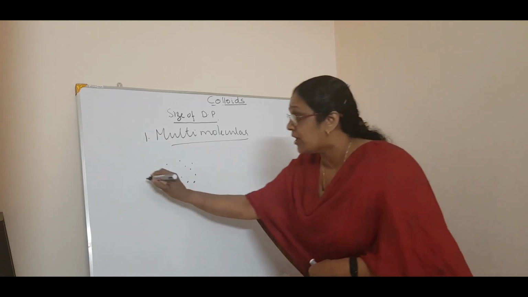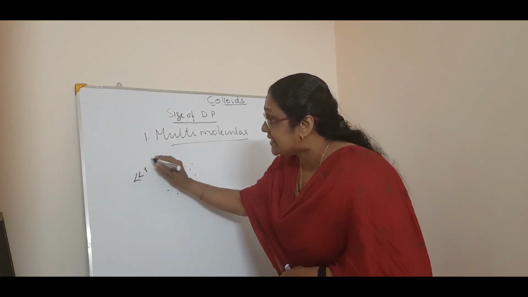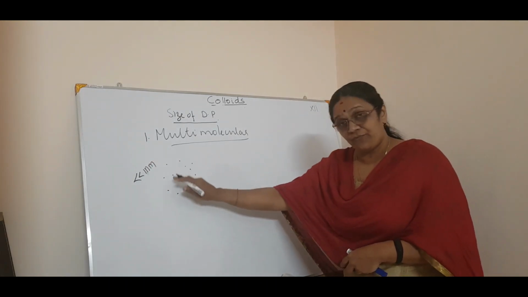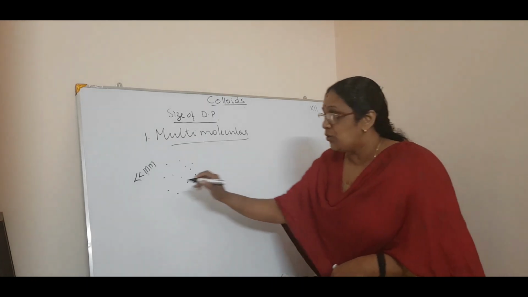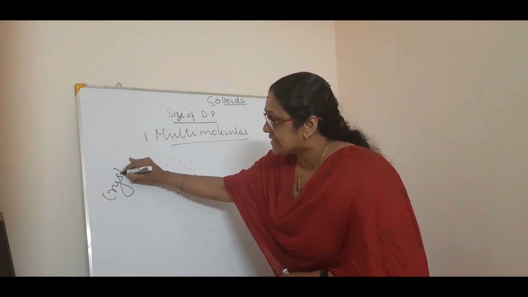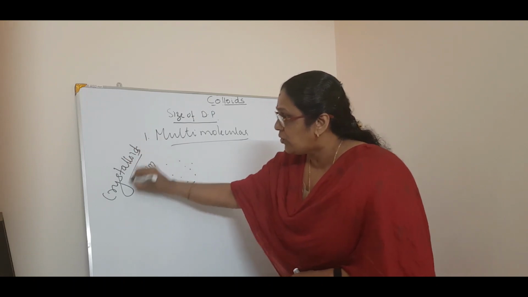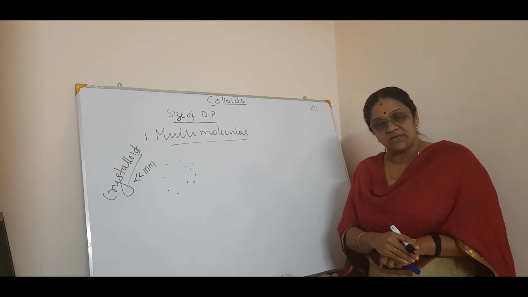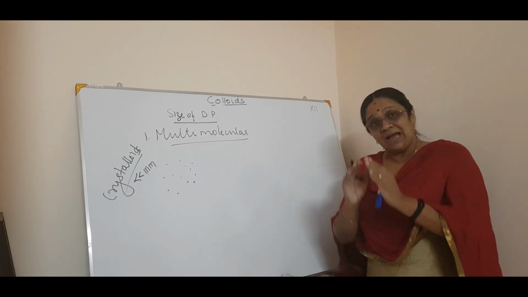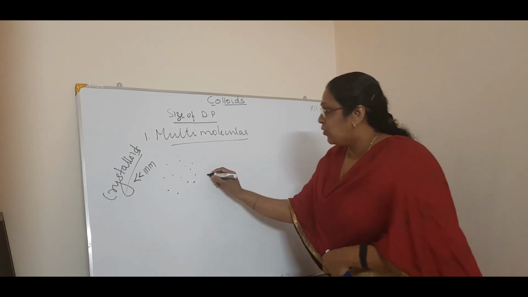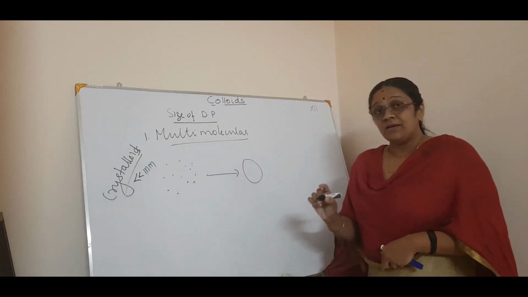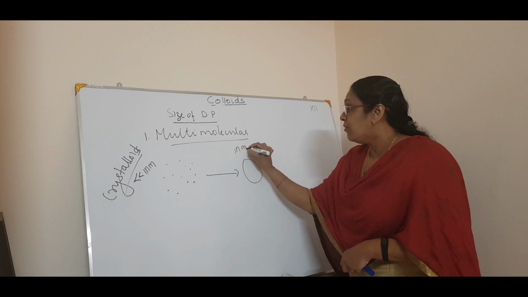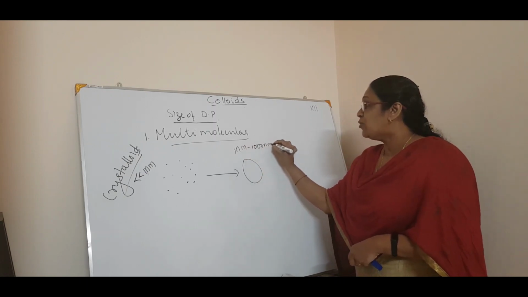True solutions have size very less than 1 nanometer, isn't it? That type of molecules, you call them crystalloids. Okay, true solutions. So you take small molecules of crystalloids where the size is very less than 1 nanometer. Then what you have to do? You have to aggregate them. Then you will have a colloid, and remember the size must be in the range between 1 nanometer and 1000 nanometer.